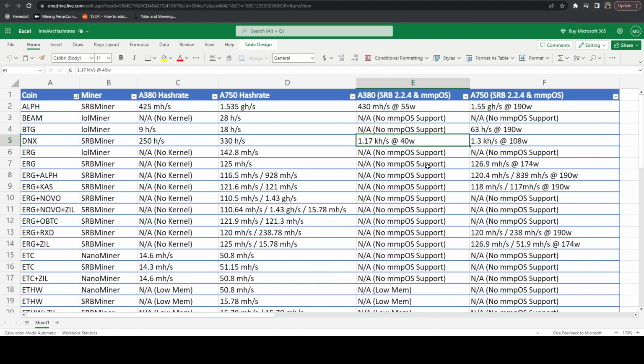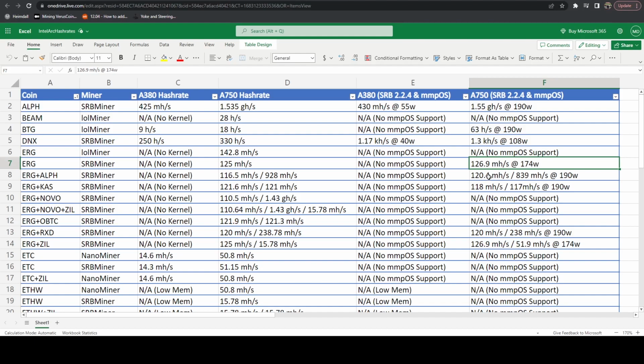Ergo, again, LOL Miner did not work in mmpOS, so we were unable to test that. However, SRB Miner did work. And once again, there isn't a kernel for the A380, so we weren't able to do Ergo on the A380 at all. However, we were able to do it on the A750, and the numbers were pretty much the same. On Ergo, we got around 127 mega hash at 174 watts.